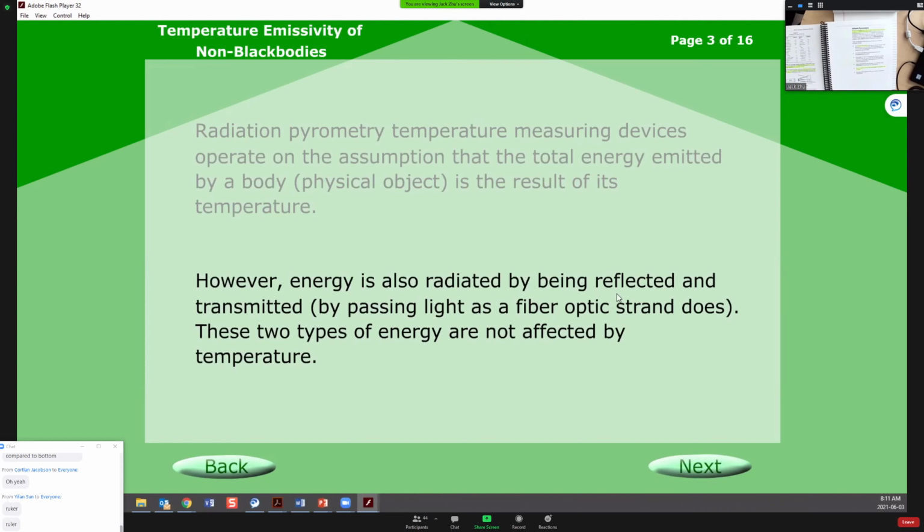That energy can also be reflected or transmitted, because reflection basically depends on the surface. If it's a shiny surface, a white surface, or a black surface, or a rough surface, it will not reflect too much. The black body will almost take in all the radiation energy from other objects.